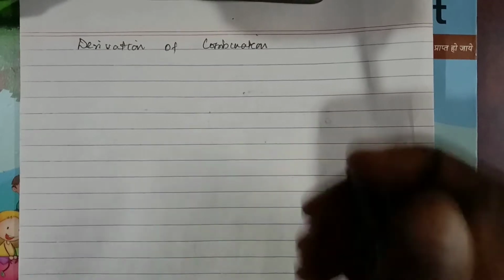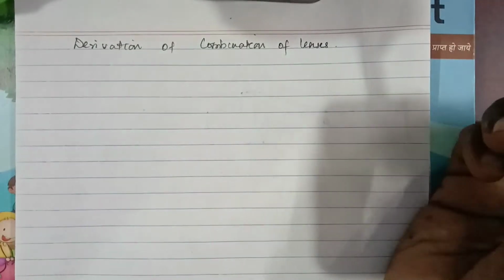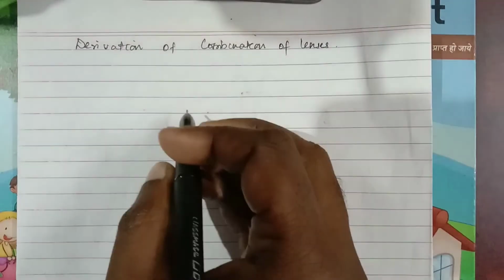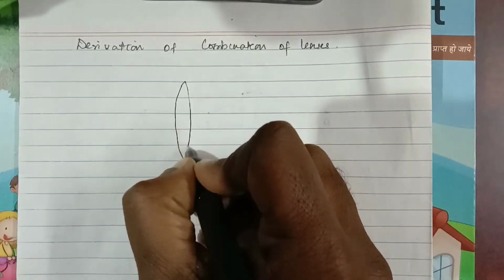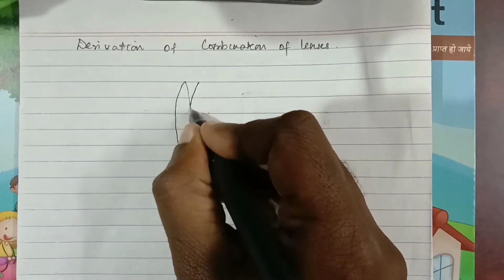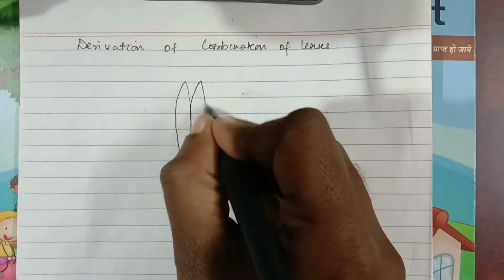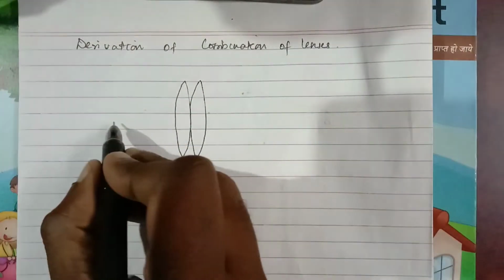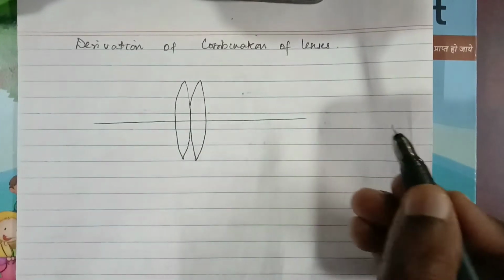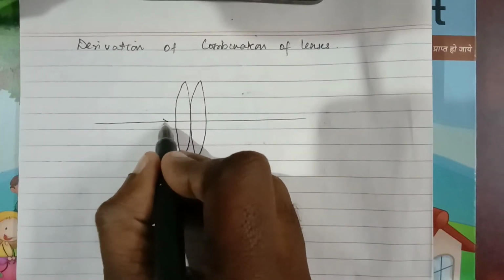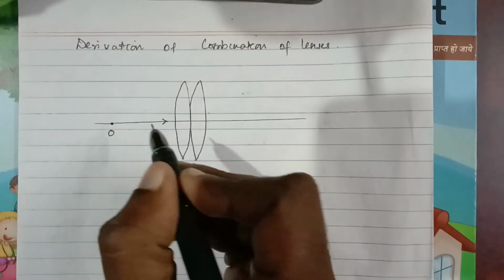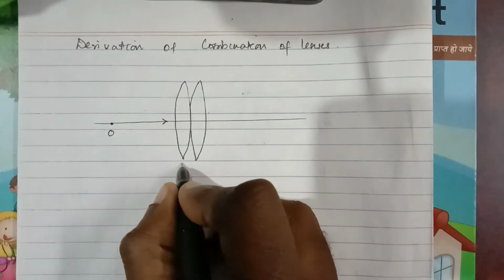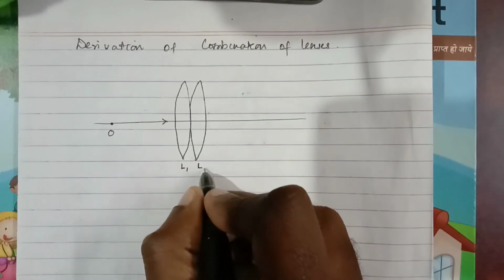Derivation of combination of lenses. Let's draw the diagram. We have two thin convex lenses in contact, and let's draw the principal axis, and a point object is placed on the principal axis. The first one is lens L1 and the second one, let it be L2.